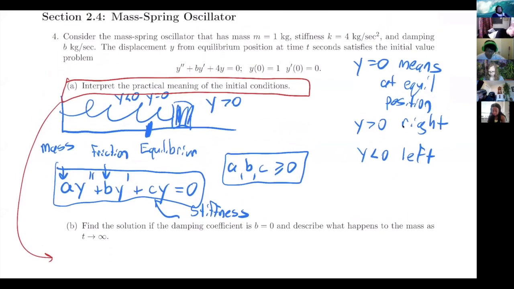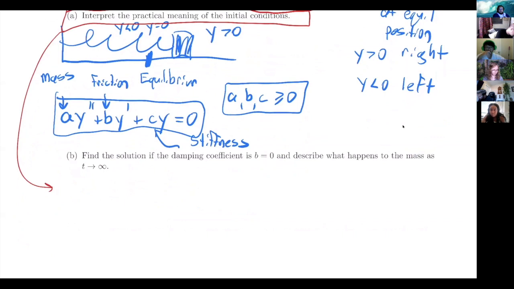Question A is asking us to make sense out of these initial conditions. So remember, y is our position relative to the equilibrium. So if y of 0 equals 1, then what does this mean physically about the system? Want to share what came up in your group?